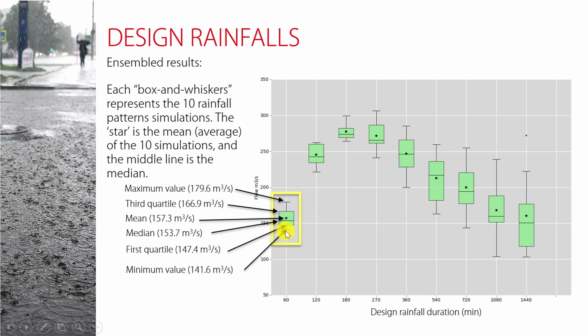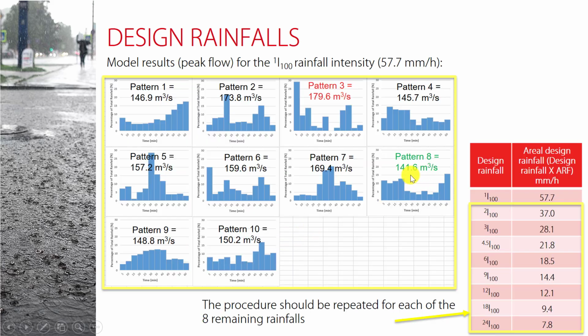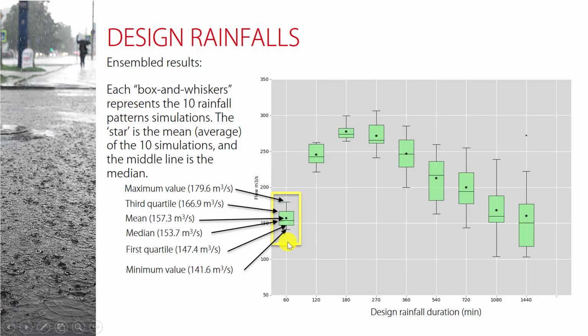The lowest horizontal line of the box and whiskers plot represents the lowest value of our peak discharges. If we go back to the results here, this will be the 141.6 cubic meters per second. So that's this value here at the bottom. And remember that this first box plot is only for the first rainfall duration. The other ones are for the other 8 rainfall durations.